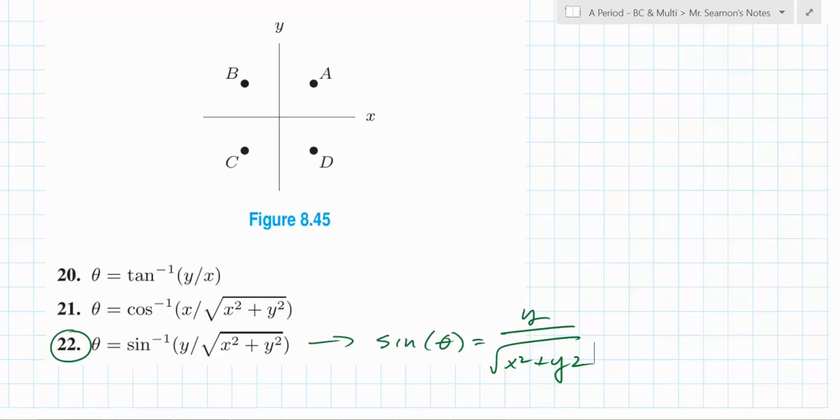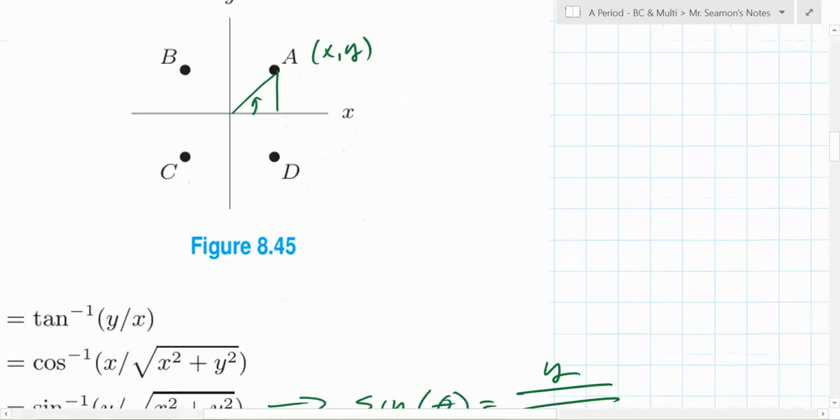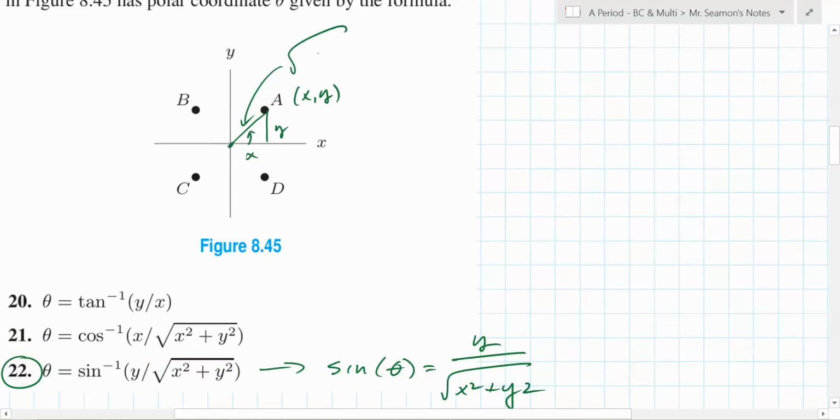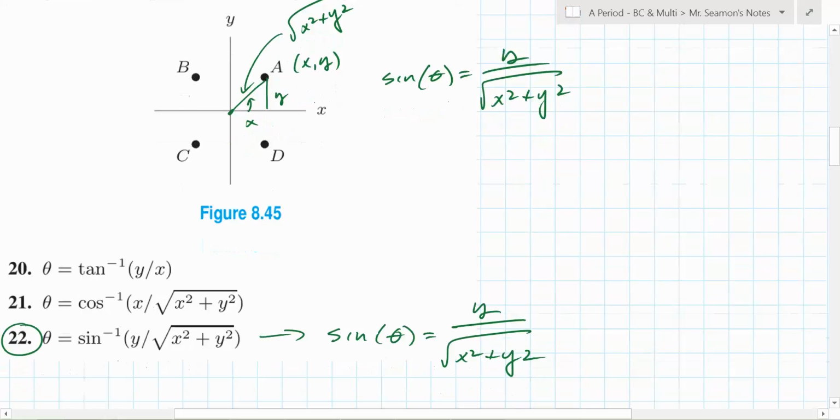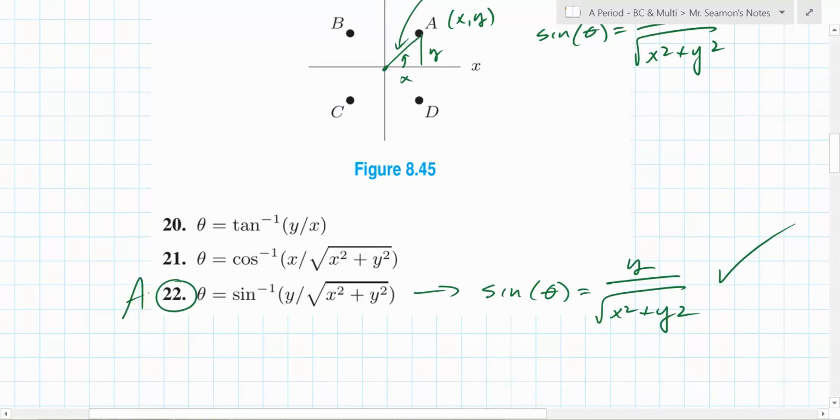Let's try A. A is the coordinate in rectangular x, y, correct? Theta right here, if that's theta, we know that this is x and that's y. And what's the distance from the origin to A? The square root of x squared plus y squared. So what is the sine of theta going to be? Sine is opposite over hypotenuse, so the opposite is y, over the square root of x squared plus y squared. Is that what we wanted? Yes, it is. So which one is it? A. Does that make sense?